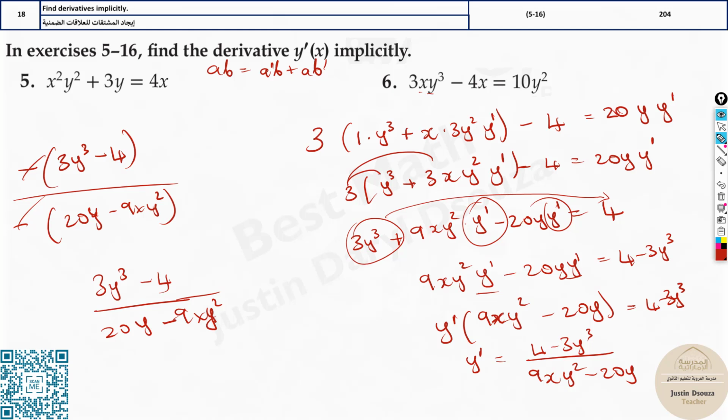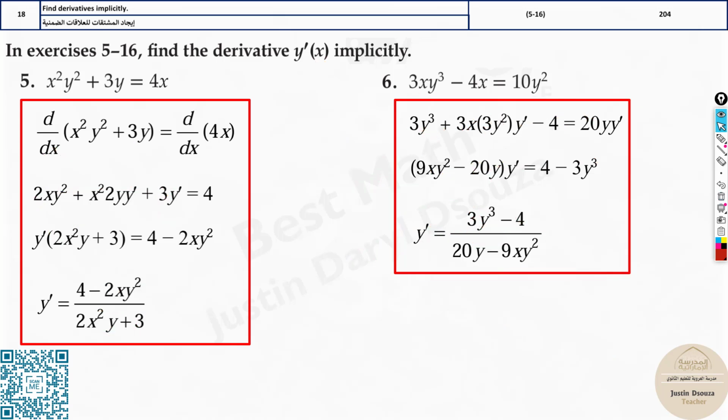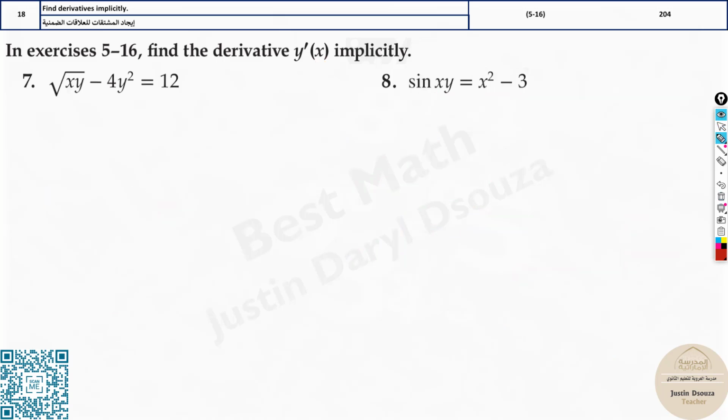I hope this is clear. This and this are the same thing. I've just rearranged it and written it over here. So that's how we solve it. That's the answer. Now we will solve the 7th question.